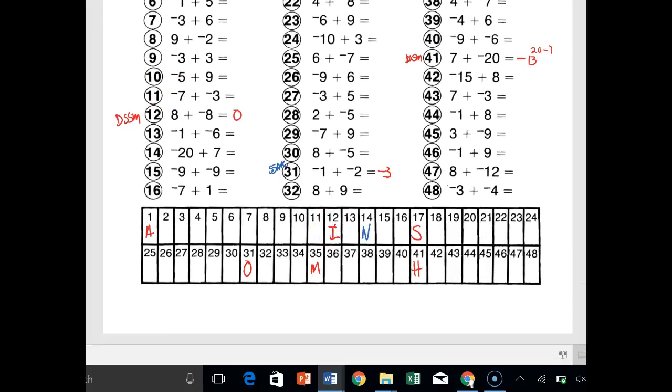All right, so the rest you're going to do in partners, really practicing these rules. Remember, same signs, you add them, keep the sign. Different signs, you subtract them and keep the sign that you have more of. All right, that's it. Get to work in partners.